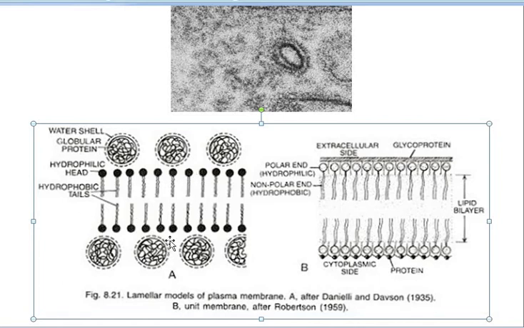First, the Danieli and Davson model, in which they consider alpha globular proteins which sandwich the phospholipid bilayer. Then the unit membrane model or trilaminar model, given by Robertson, according to which towards the outside there is a glycoprotein layer, inside there is a layer of beta extended proteins, and then there is a phospholipid bilayer with specified thicknesses like 20 angstrom, 35 angstrom, and then 20 angstrom. So the total thickness of the plasma membrane is somewhat 75 angstrom.